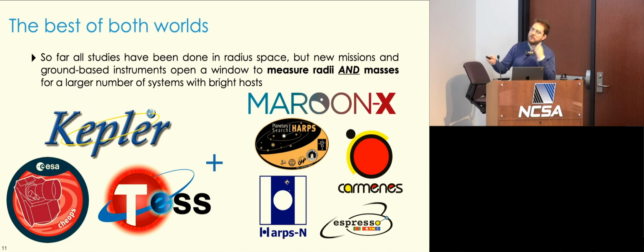TESS has played a major role in enabling this type of science because Kepler has discovered thousands and thousands of planets. It had an exquisite radius precision, but most of the discoveries that it made were of very faint stars.